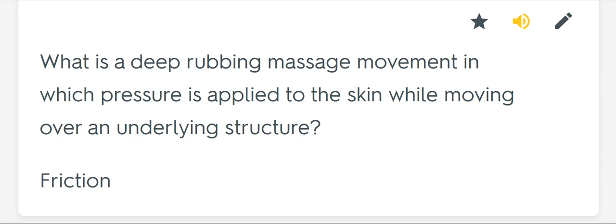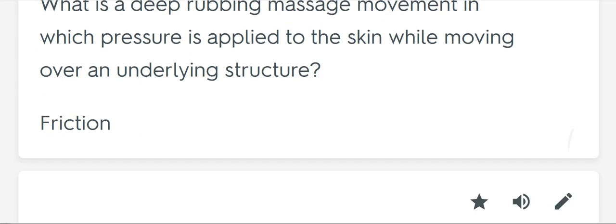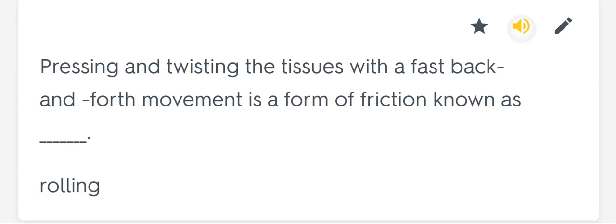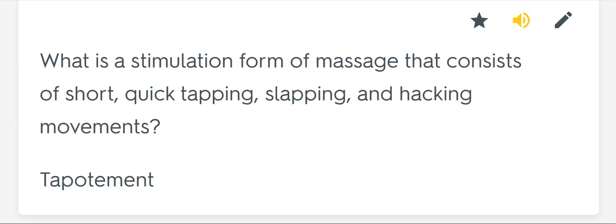What is a deep rubbing massage movement in which pressure is applied to the skin while moving over an underlying structure? Friction. Pressing and twisting the tissues with a fast back and forth movement is a form of friction known as blank. Rolling. What is a stimulation form of massage that consists of short, quick tapping, slapping, and hacking movements? Tapotement.